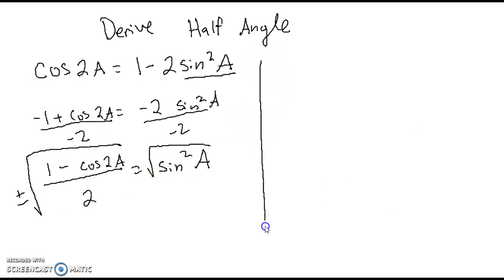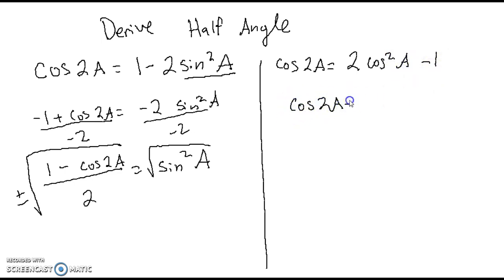So let's also do the other cosine. Cosine of 2A is equal to 2 cosine squared minus 1. So we'll add 1 to both sides, and I'm going to divide by 2.